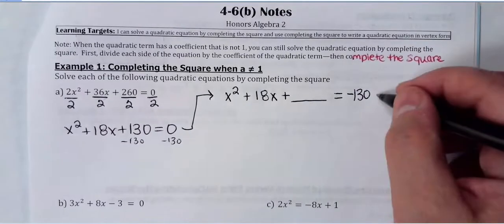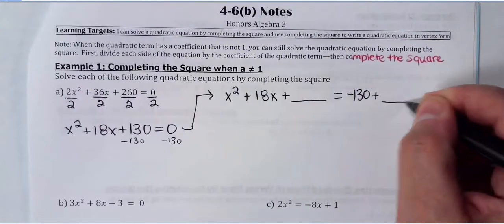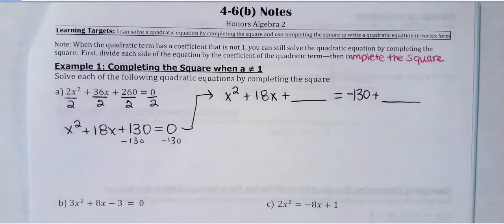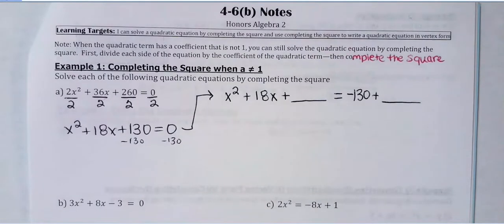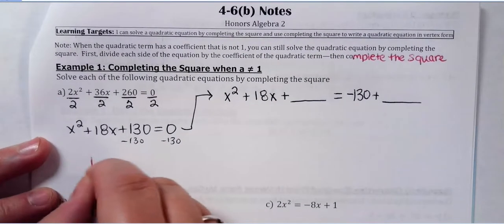Now, the other thing I like to do, just to remind myself: when I complete the square, I'm going to add something to the left side. I have to do that same thing to the right side of the equation to keep the equation balanced. Okay, does anybody remember how I find the number to complete the square? Yes, okay, so what would you do for this question?